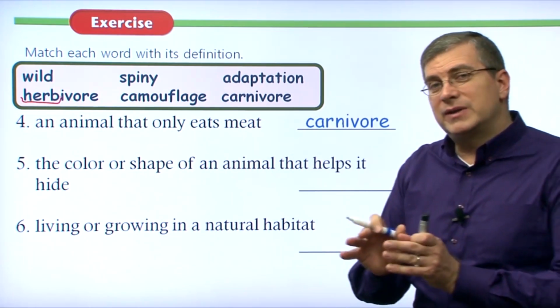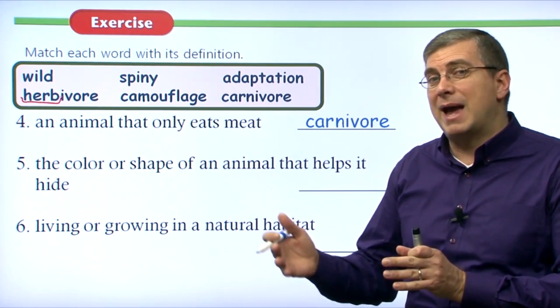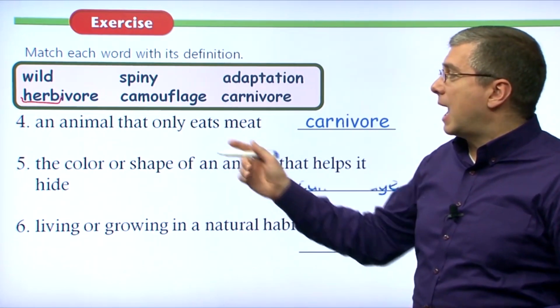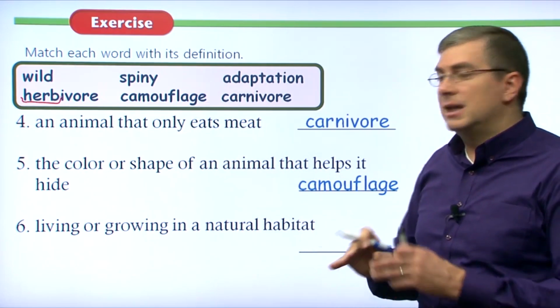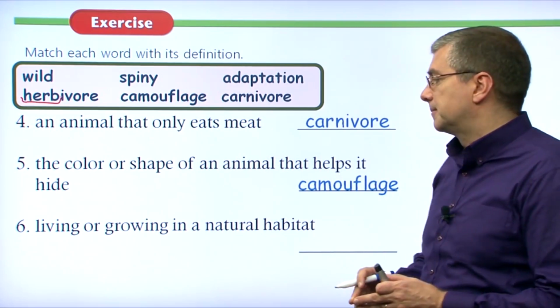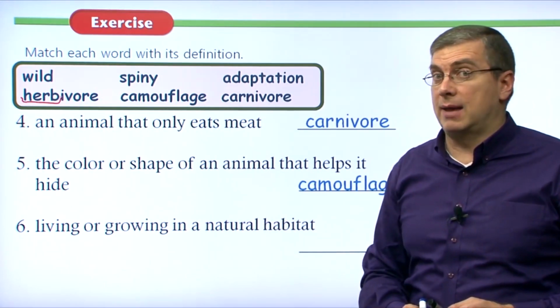Number five, the color or shape of an animal that helps it to hide. Remember, when an animal wants to hide in the environment, like those white wolves in the snowy background, they can hide very well because they have camouflage, the color or shape that protects it. They can hide in their environment. That is camouflage.